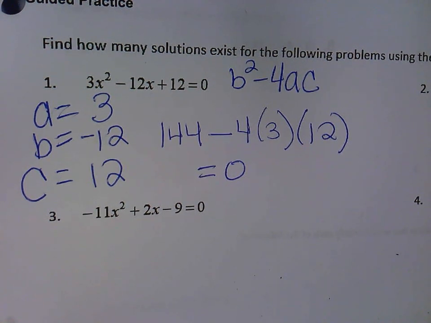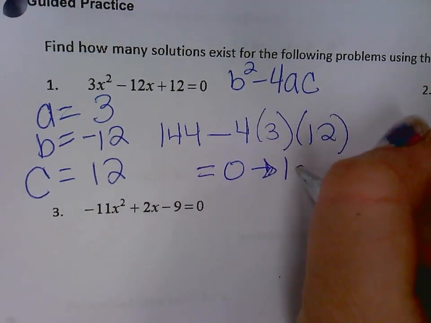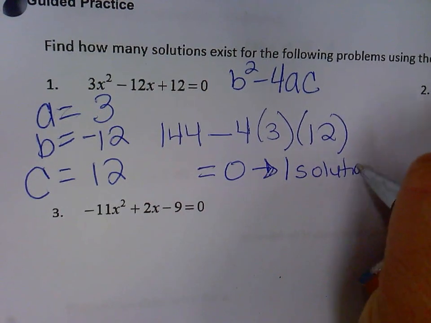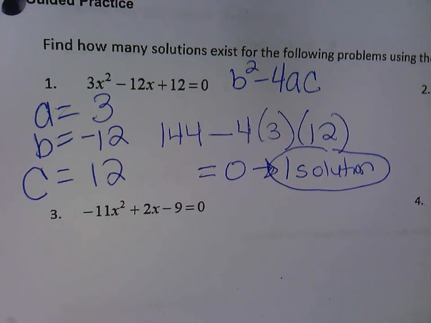One solution. So once you find the discriminant, that tells you that there will be one solution. So make sure you write your final answer: there's one solution because the discriminant was 0.